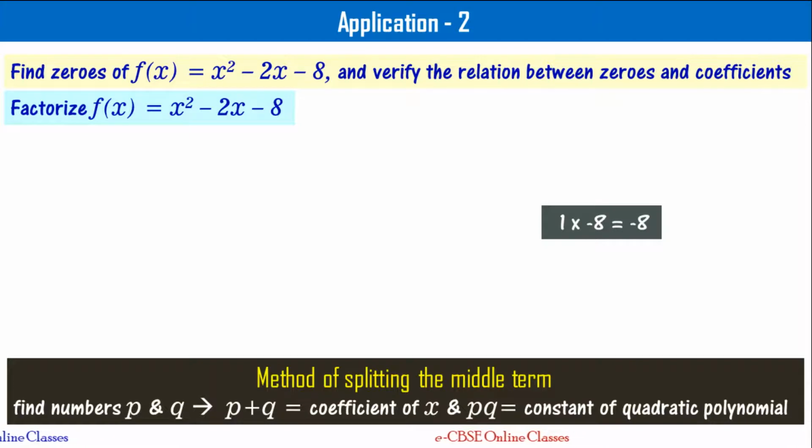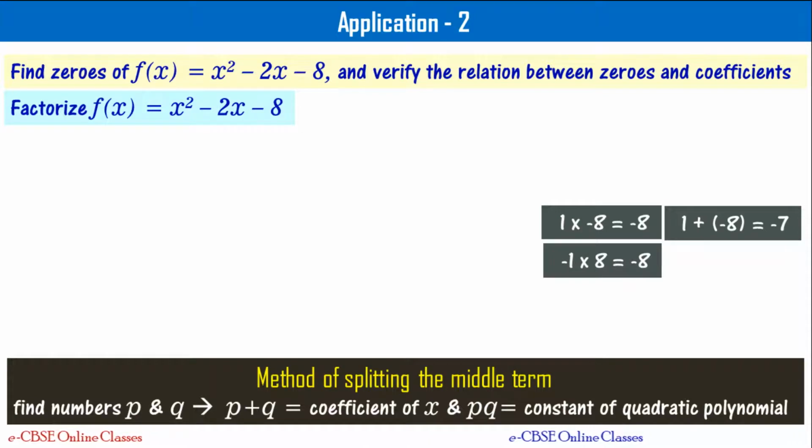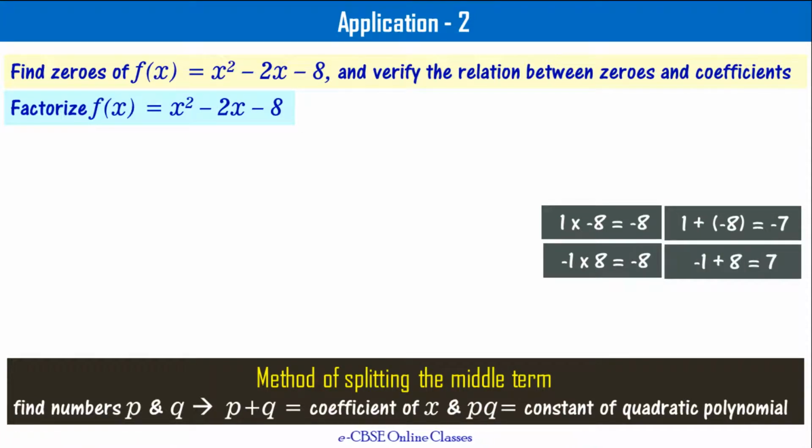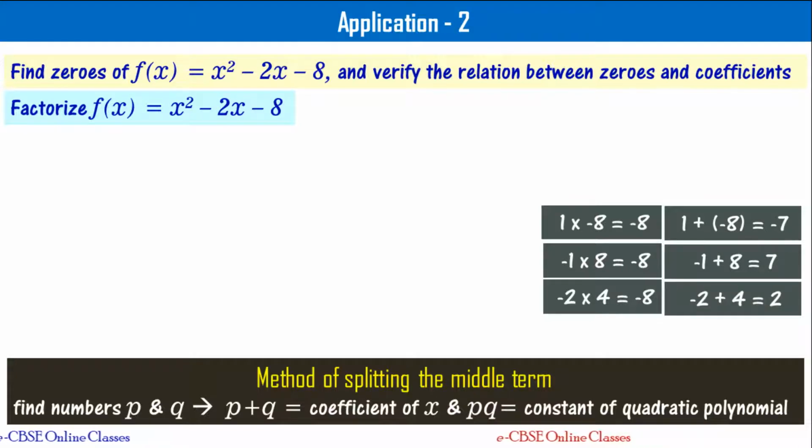So -8 can be written as 1 into -8. Their sum is equal to -7. It is not equal to -2, so this is not fitting our requirement. So -8 can be written as -1 times 8. Their sum is also not equal to -2. -8 can be written as -2 times 4. Their sum is becoming 2, whereas we expect it to be -2. So this is also not fitting our requirement.